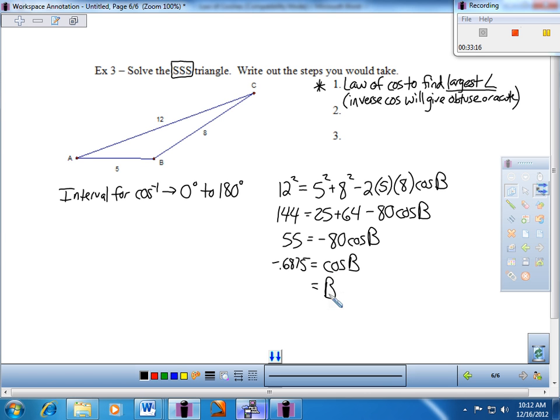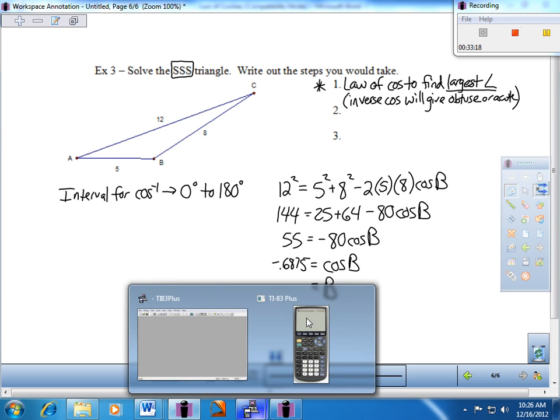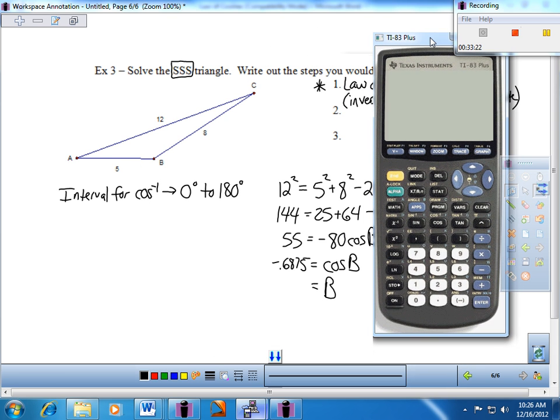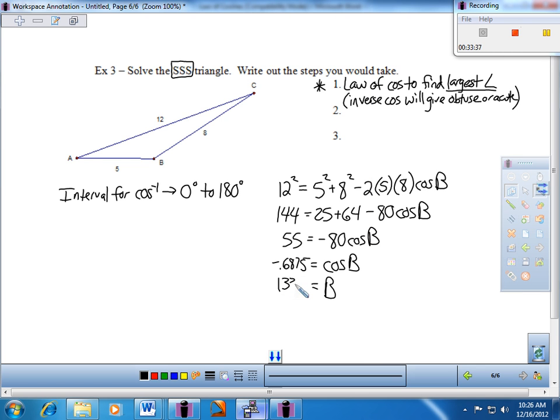So everyone, if you would, I'll bring it up. Even though I have it on my paper, I'm going to bring it on up here. And let's inverse cosine. Inverse cosine. Don't forget the negative here, 0.6875. Hit enter, and there it is, everybody, 133.47.